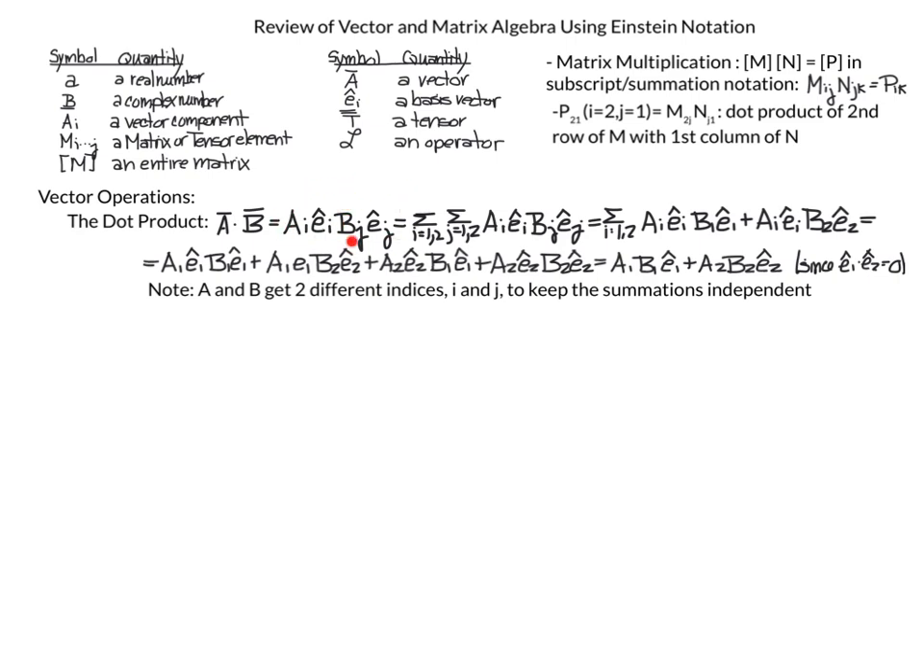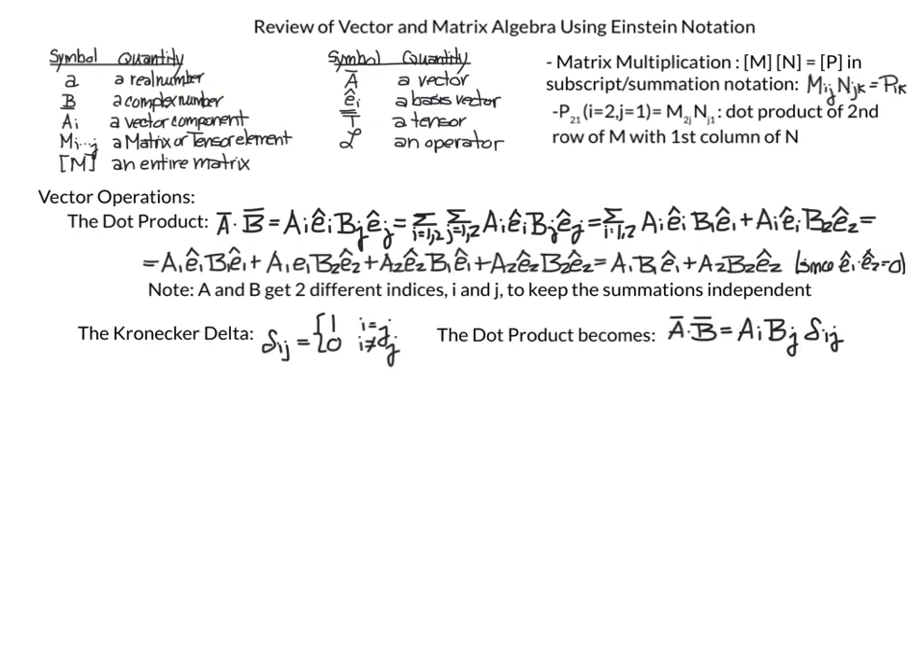We are going to note in this expression, we kept the index for A different from the index for B. In other words, A had the i index and B had the j index, and that way they were independent, and we can get all the combinations of the A component with the B component. So we have A1, B1, A1, B2, A2, B1, and A2, B2. But this works out, again, because our basis vectors were perpendicular. So A and B got two different indices, i and j, to keep the summations independent.